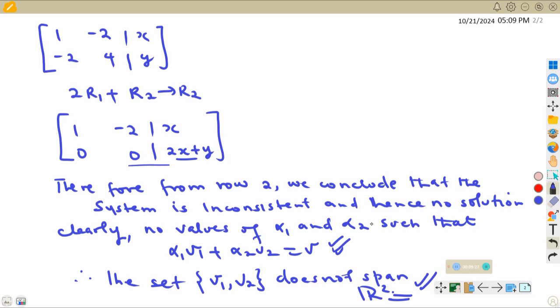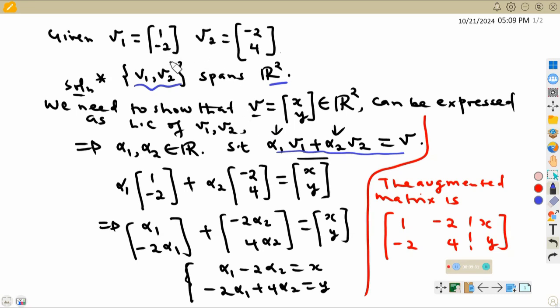So that is how we can prove that this set here spans R2. So if it spans, you should be able to write any vector from here as a linear combination of these vectors, meaning the solution must exist. If it does not, then you conclude that the given set does not span that given vector space.